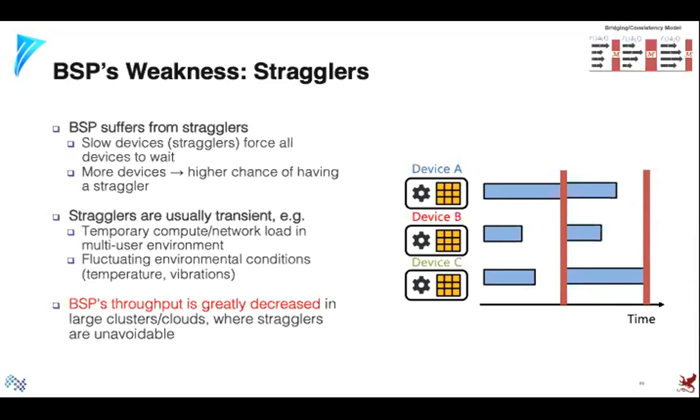It doesn't come with state-of-the-art cooling, vibration, and environmental control systems, which can create interesting variations in performance between machines situated at different physical locations in the data center. So when you combine these factors, limited network bandwidth, multiple users competing for it, and these environmental conditions, you get a problem called stragglers, which are devices that are transiently slower than the others. Under BSP, one slow device is going to force all other devices to wait. The more devices you have, the higher the chance you have a straggler, and all it takes is one straggler to greatly hurt the throughput of BSP.